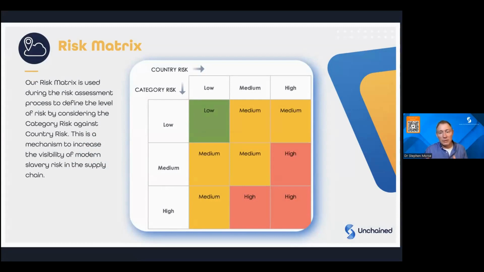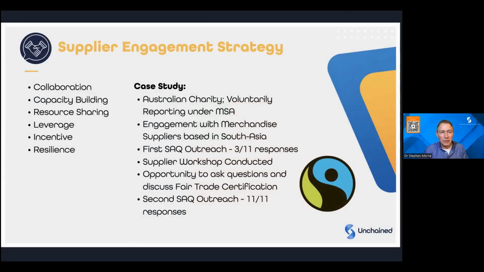The risk matrix is on two axes. We've got country risk and category risk. This helps us work out where the country risk and the category risk are low, then we're looking at low, medium, and then into the high categories. This helps us map out and present our data and organize our data so that we can strategize where we need to apply change. Where do we need to affect change?